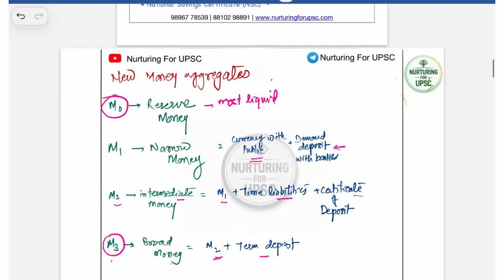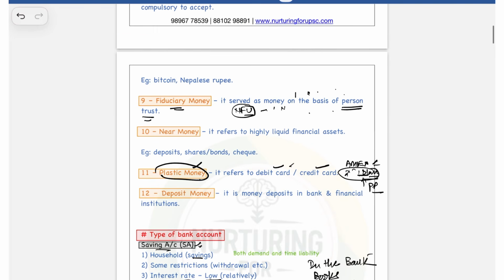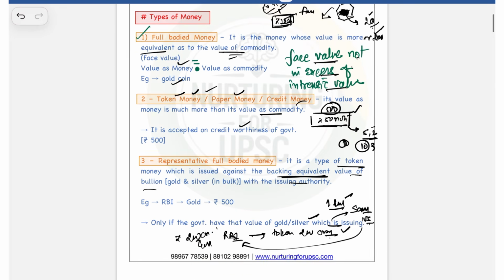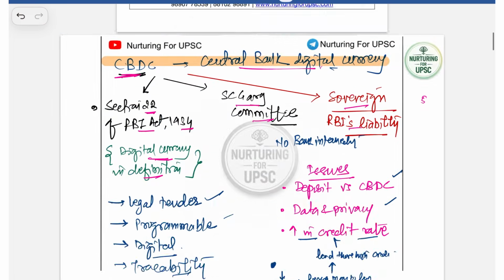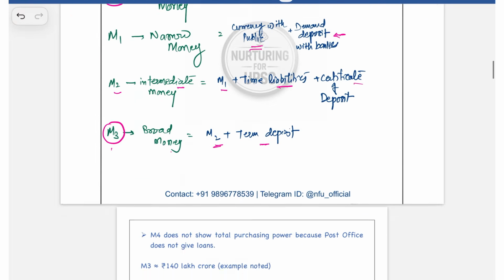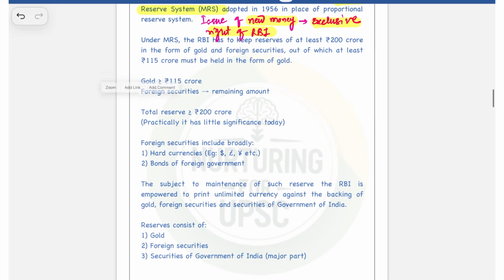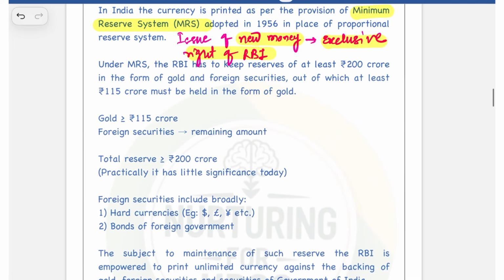Here it is given, representative full bodied, whereby the assets are backing it. So it's actually the partially full bodied, not the completely full bodied, and it's based on the minimum reserve. And you just need to know that the RBI only has the exclusive right to issue notes.